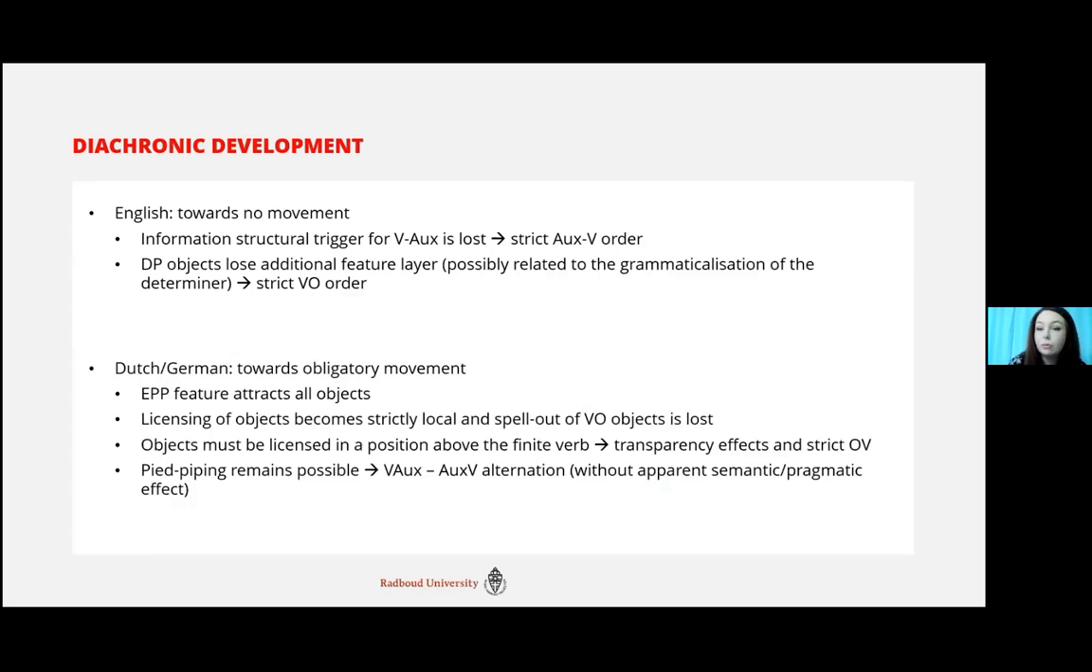And Dutch and German move towards obligatory movement into the higher clause. So the EPP feature attracts all objects. Licensing of objects becomes strictly local, so you can no longer spell out a lower object. And objects must be licensed in a position above the finite verb, which results in transparency effects and also strict OV word order. And I assume here that pied-piping remains possible. This creates the verb auxiliary verb alternation that we still observe, especially in Dutch, but which is without apparent semantic or pragmatic effect, which is what you would expect if it's the result of movement that is caused by the object and not by something else.